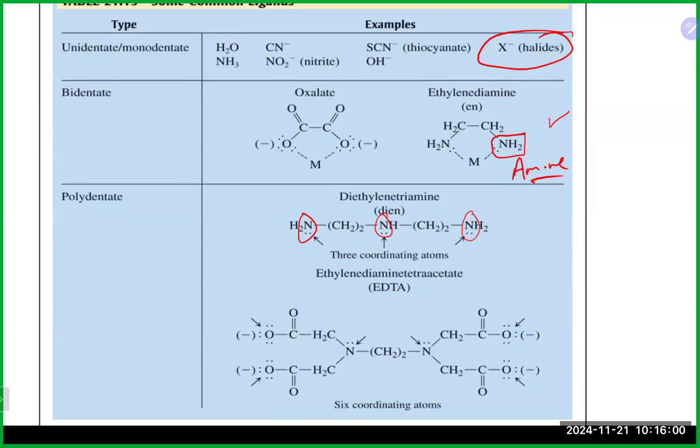And here is our EDTA, our ethylenediaminetetraacetate. That should be like an extra credit to spell, perhaps. And again, there's just 6 spots where it could bind. It actually has a minus 4 charge, as we have negative, negative, negative, and negative happening there in that particular case.